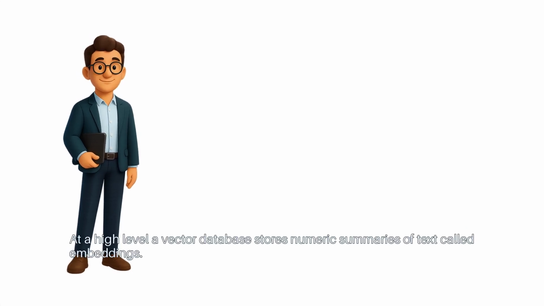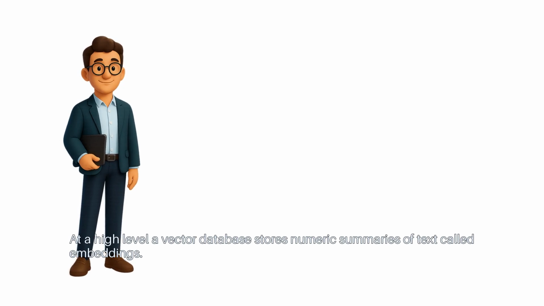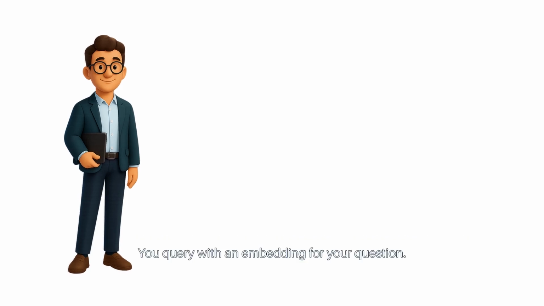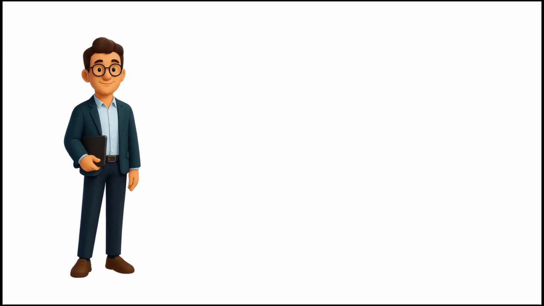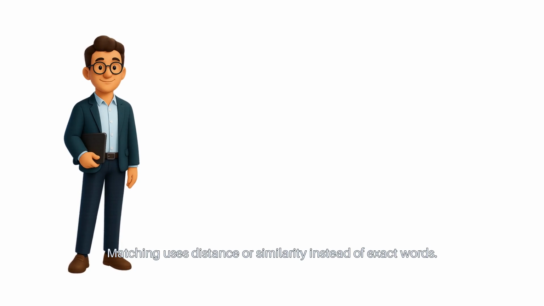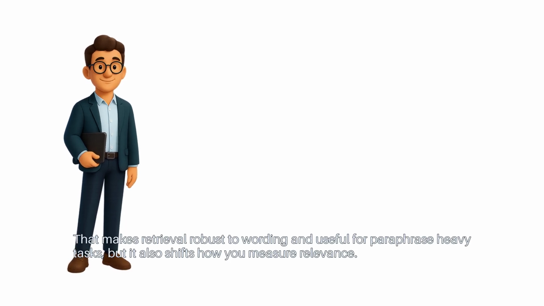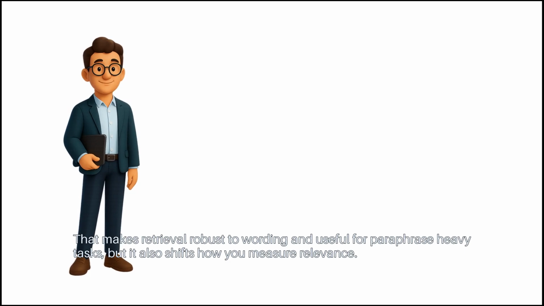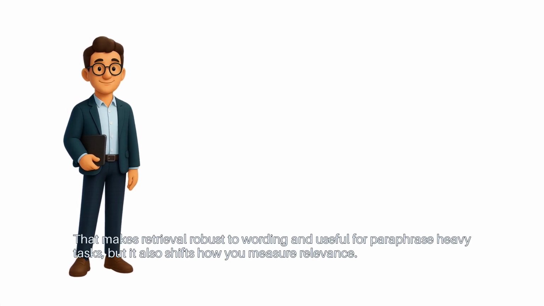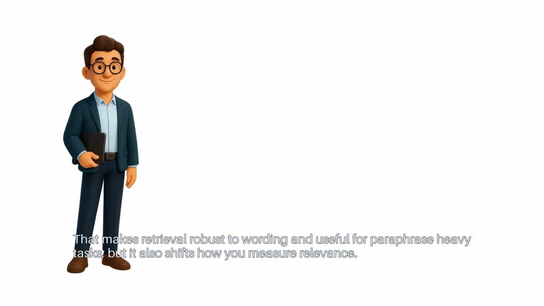At a high level, a vector database stores numeric summaries of text, called embeddings. You query with an embedding for your question. Matching uses distance or similarity instead of exact words. That makes retrieval robust to wording and useful for paraphrase-heavy tasks. But it also shifts how you measure relevance.